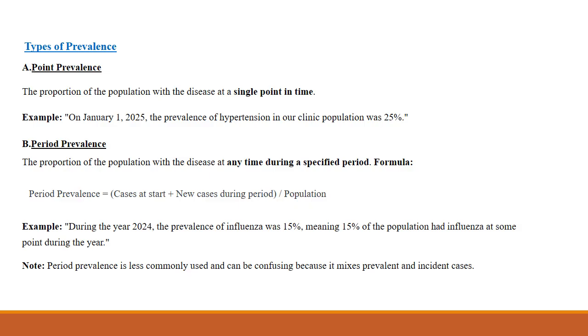Now period prevalence: the proportion of a population with the disease at any time during a specified period. That is the formula: period prevalence equals cases at the start plus new cases during the period, over the population. Example: during the year 2024, the prevalence of influenza was 15%, meaning 15% of the population had influenza at some point during the year. Period prevalence is less commonly used and can be confusing because it mixes prevalent and incident cases. In incidence, we only consider new cases, which is why it can mix with prevalence.